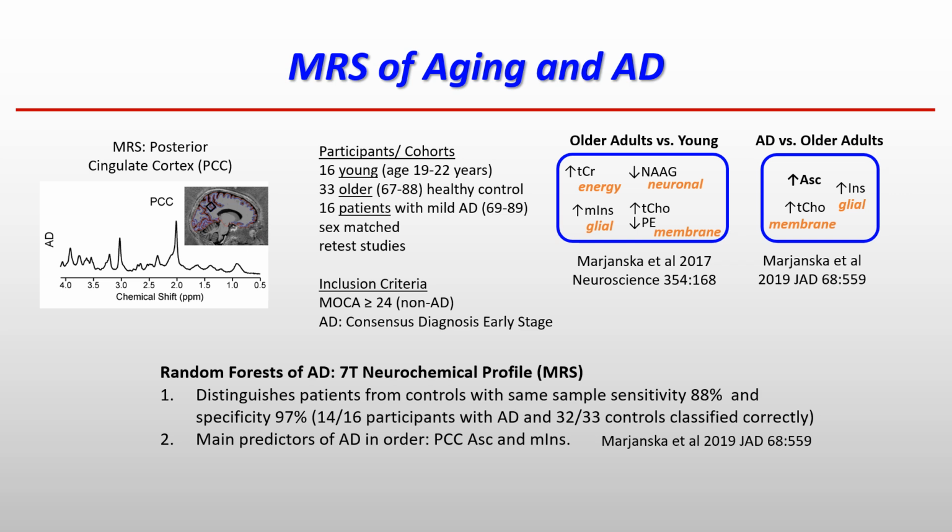All studies were gender matched and retest studies were included. We found several age-associated differences in brain chemical concentrations that passed our strict Bonferroni-corrected p-value of 0.05 over 28. These neurochemicals are thought to be linked to energy and glial status, neuronal health, and membrane turnover. We also found AD-associated differences, 2 of which are in good agreement with the literature, but ascorbate had not been reported when we began.